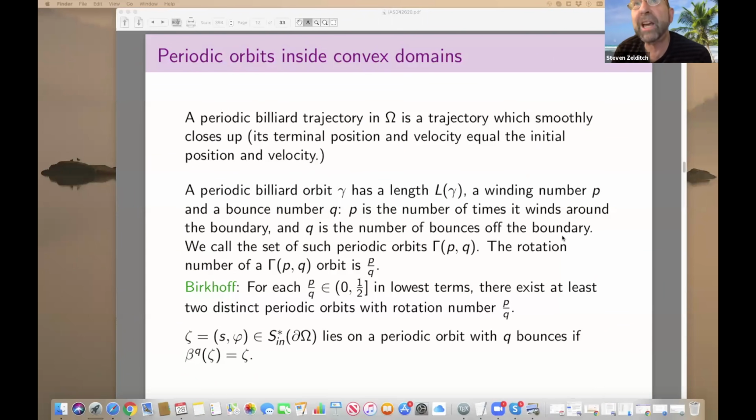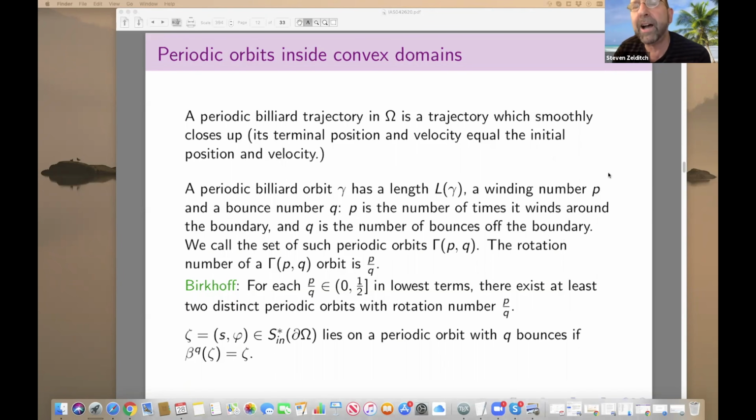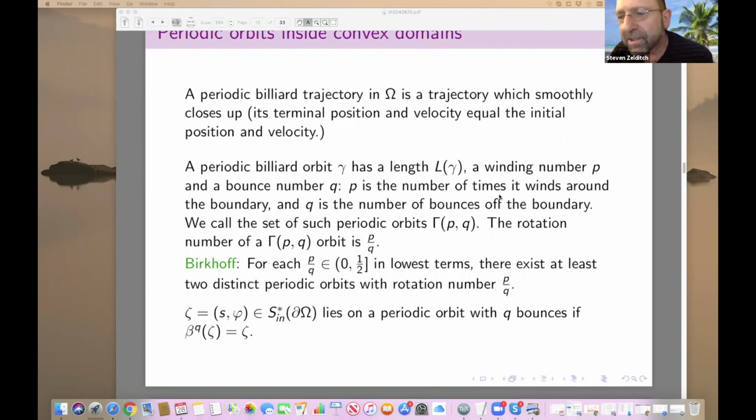Now I say something about general convex smooth bounded domains. So when I say convex, every domain in this talk is convex, smooth, and bounded. So a periodic trajectory is a Snell polygon. It's a trajectory which smoothly closes up after hitting off with equal angles some number of times. So there are certain basic invariants associated to a periodic orbit. Its length. In the billiard problem, you can associate to it its winding number, so to speak, around the boundary. How many times does the orbit wind around the boundary? And it has a bounce number. How many times does it reflect off the sides?